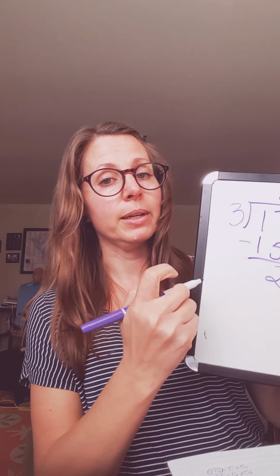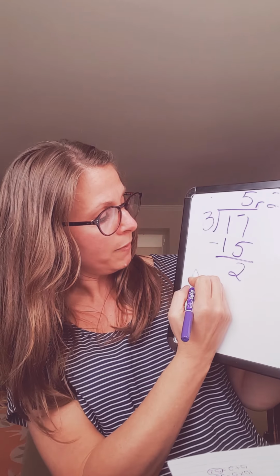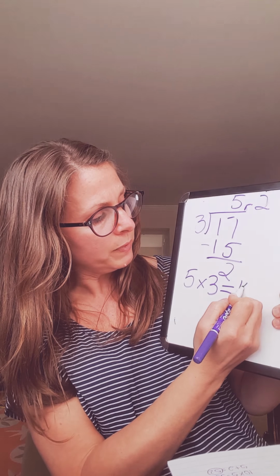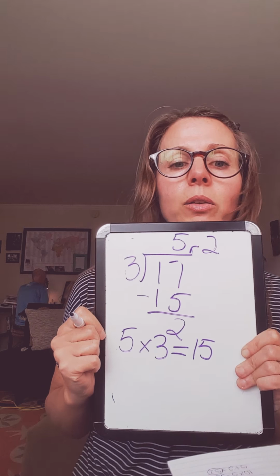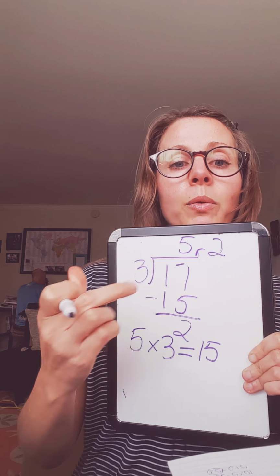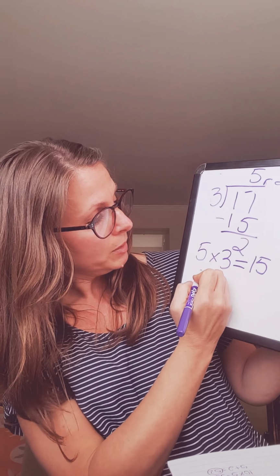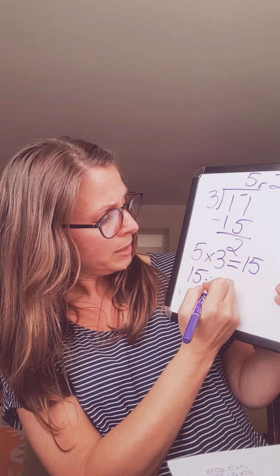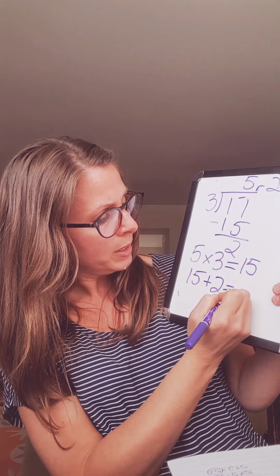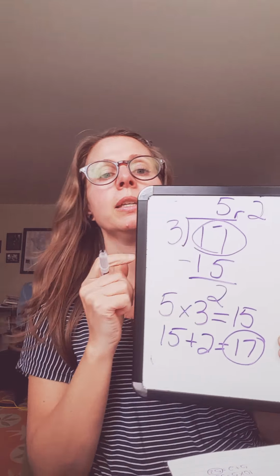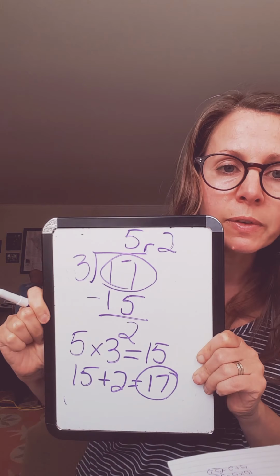Let's check it, okay? So to check, we're going to have 5 times 3 equals 15. Okay. Got that so far? We have to add on the remainder when we're checking with remainders. So we'll take our 15 and we add our 2, and then we have the matching dividend, and we know our division is correct.